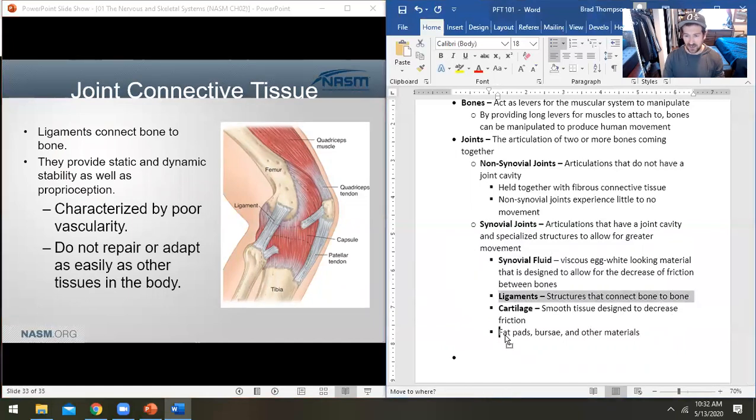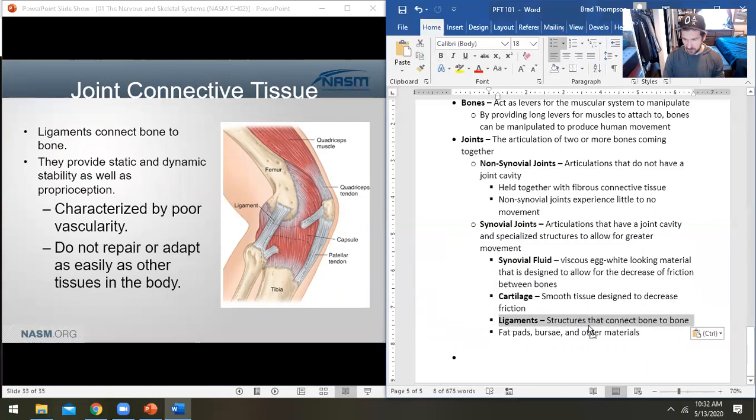I'm actually going to move this down to the bottom because then it'll make this next part of the notes a little easier, like that. So ligaments, structures to connect bone to bone.